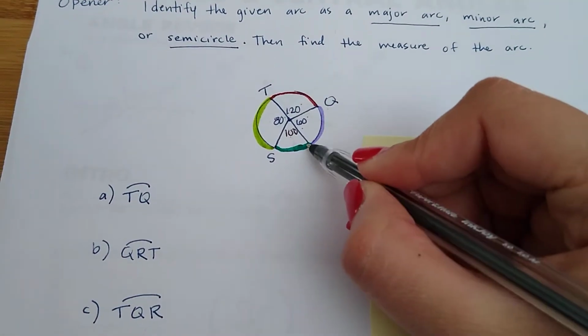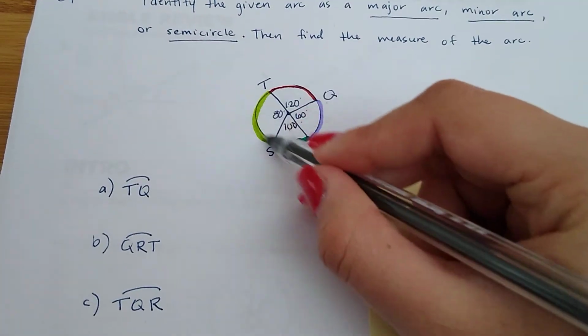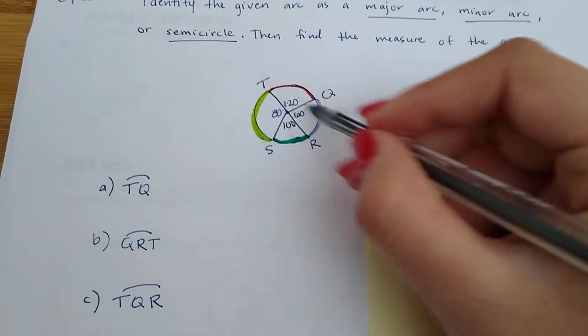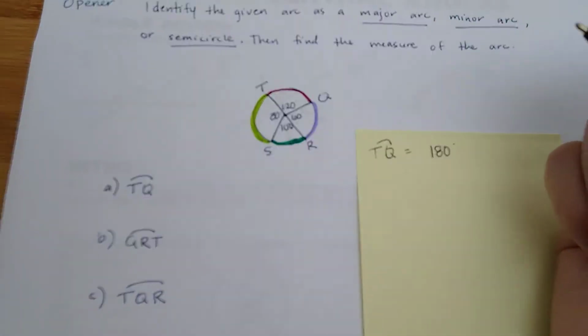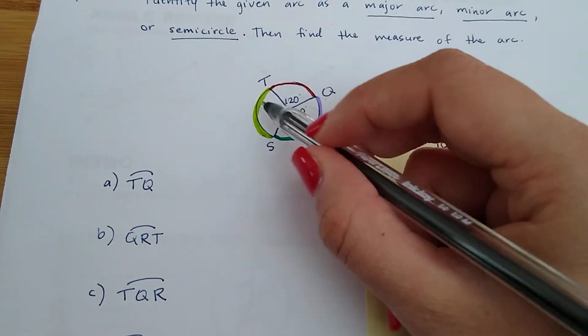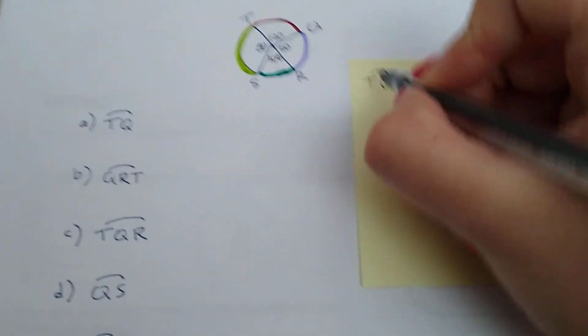So now I have Q, R, all the way to T. This is the arc addition postulate. So I'm going to go ahead and add these up. 60, 100, and 80. So this is 160, 240.